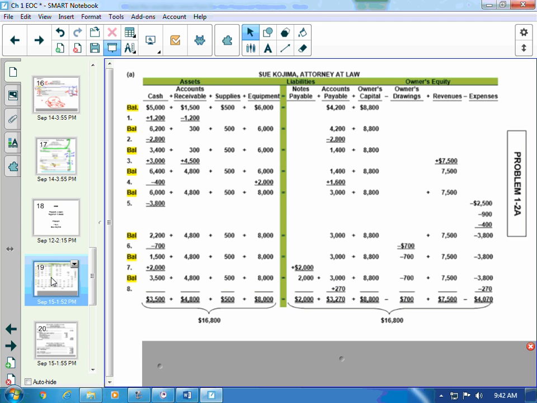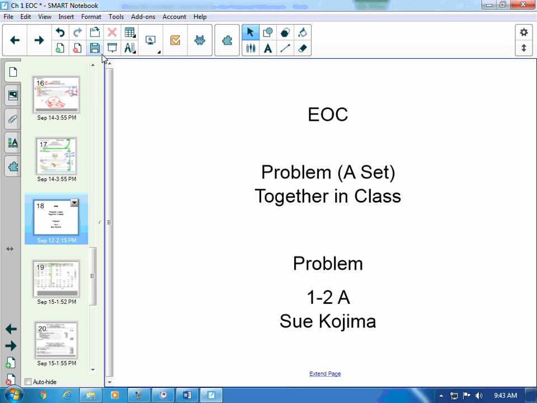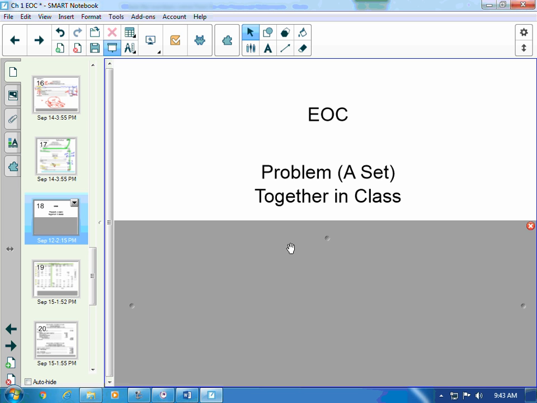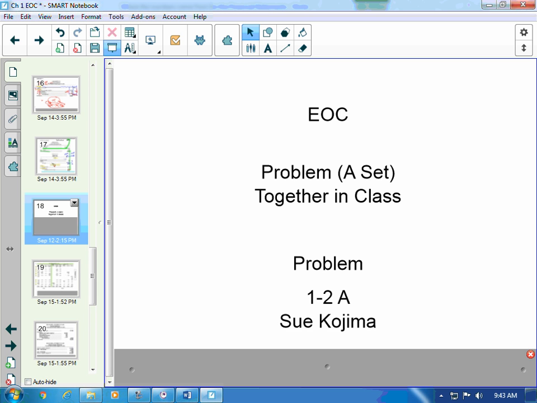I think that's the one we're doing. Let me double check. Yep. We are going to do problem A together in class. It should be in your workbook. You'll need your book to do it though as well. There's a bunch of problems. The one I chose to have us do together is problem 1, 2. It's a lady who looks like she's probably starting some kind of business. Her name is Sue Kojima.